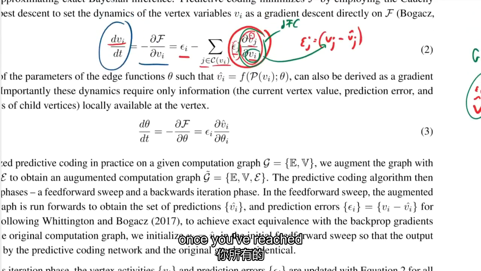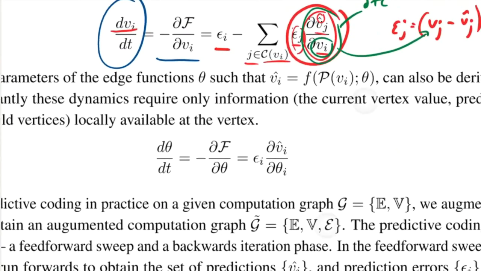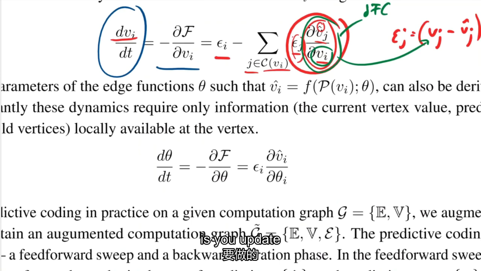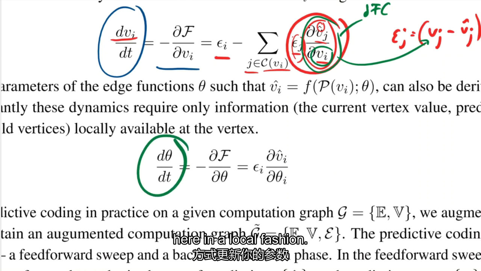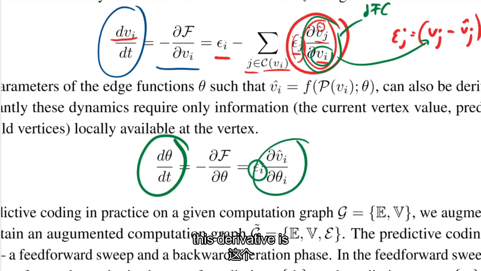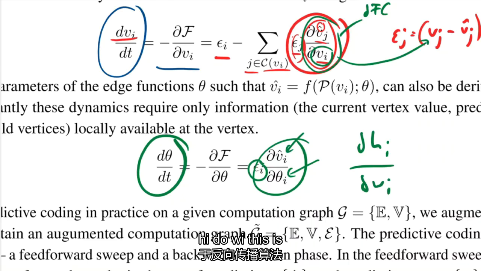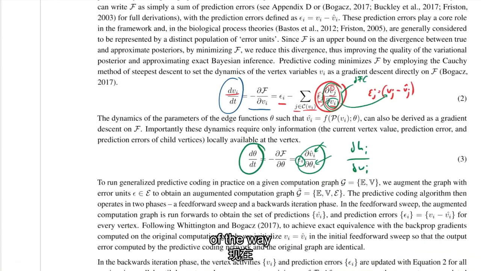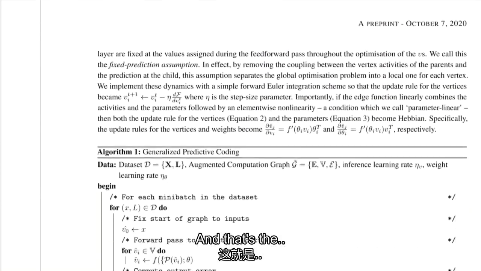And at the end, once you've reached equilibrium of all of your guesses of where the next nodes are, what you do is you update your parameters here in a local fashion. You can see right here what you need is this error of the ith layer, and you multiply that by this derivative, and this derivative is simply the local derivative of your hidden representation with respect to your layer. Okay, so this is very akin to, in the backpropagation algorithm, Hi to Wi. This is just this local derivative. So the update step of the weights now only requires local derivatives, and that's the point.